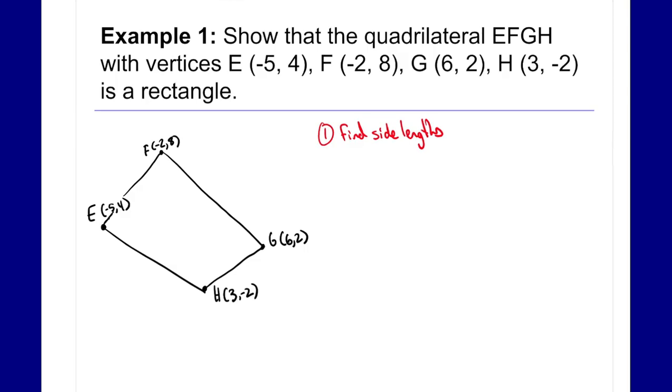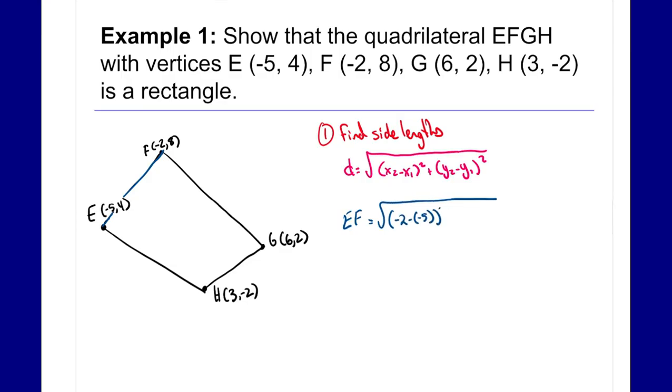Again, we are going to use our length of a line segment formula. So the distance is equal to the square root of (x2 minus x1) squared plus (y2 minus y1) squared. The first one we're going to do is EF. So the side length of EF is going to equal the square root of, I'm going to have F as my second point, so the second letter is going to represent the second point, so we have (-2 minus -5) squared plus (8 minus 4) squared.